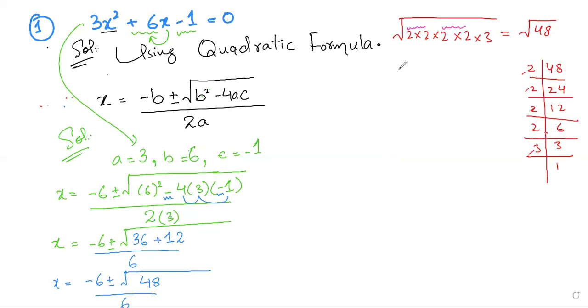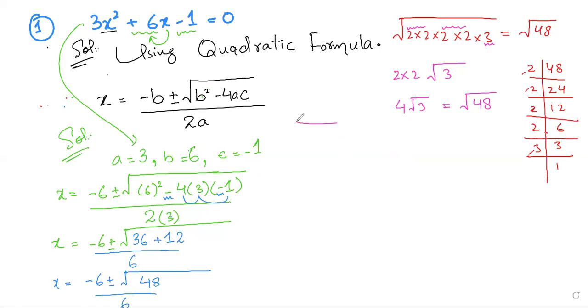So we have 2 pair of 2, which is 2 multiplied by 2. We'll keep it outside. And inside we have an unpaired number, which is 3. So we'll keep it inside. So 4 square root of 3. It means square root of 48, when you will solve it, it will give you 4 square root of 3.